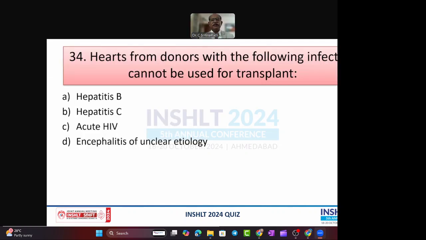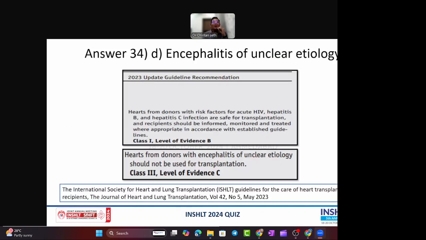Hearts from donors with the following infection cannot be used for transplantation. Yeah, so this is actually a very tricky question, because we feel all four can be the answer. But here again, the 2023 guideline is very clear-cut, with a class 1 recommendation that hearts from donors with risk factors for acute HIV, hepatitis B and hepatitis C infection are safe for transplantation, and recipients should be informed, monitored and treated where appropriate in accordance with the established guidelines.